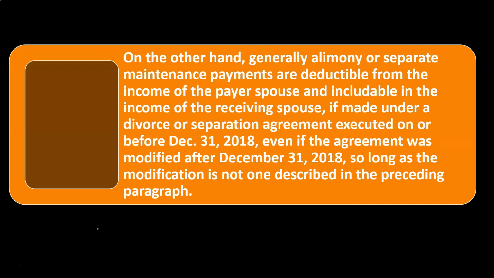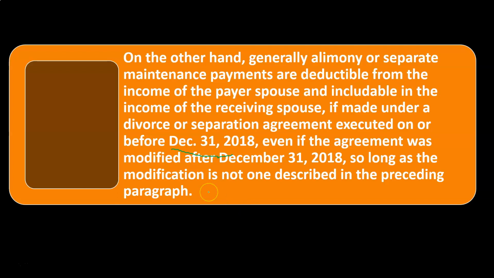On the other hand, generally alimony or separate maintenance payments are deductible from the income of the payer spouse and includable in the income of the receiving spouse if made under a divorce or separation agreement executed on or before December 31st, 2018. So there's your cutoff date, even if the agreement was modified after December 31st, 2018, so long as the modification is not one described in the preceding paragraph.